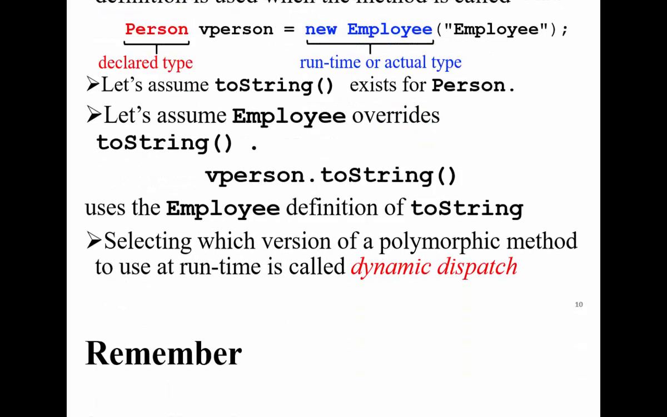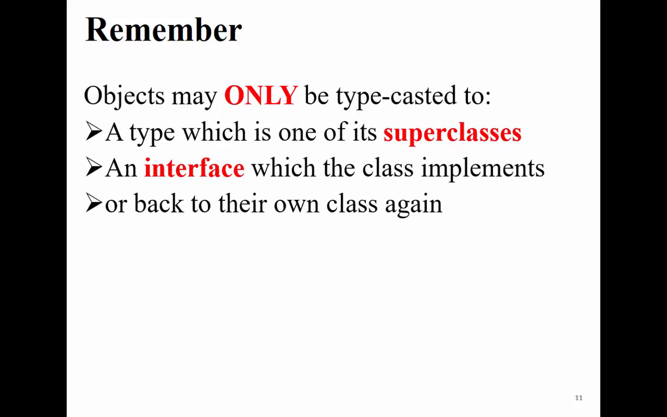Now, remember that if you have typecasting, you can do typecasting to the superclass. I can do typecasting from a Manager object to an Employee. I can do Employee to a Person, because Person is a superclass of the Employee. Employee is a superclass of a Manager.